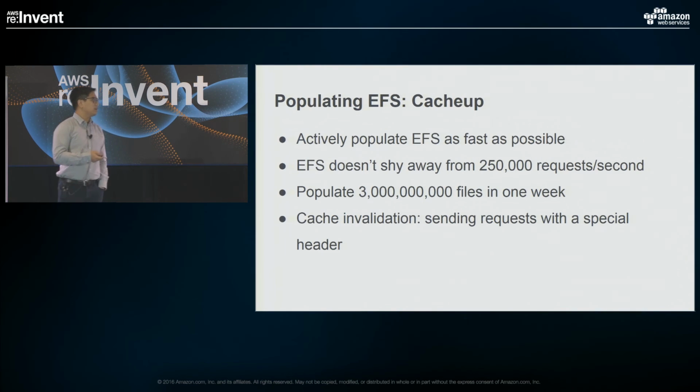And I get asked this all the time. How do we populate that 37.4 terabytes? Answer, we actively did it. We tried to actively populate as fast as possible. And as Saji was mentioning before, EFS really doesn't shy away from bursts. So we were bursting 250,000 requests per second. Let that sink in. That's really fast. So by that nature, we were able to populate 3 billion records in about 1 week. And updating that cache is really simple for us. We sent in a simple header and then updated.